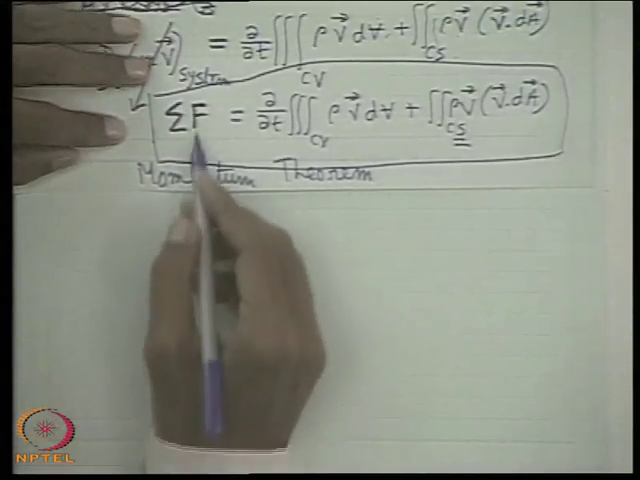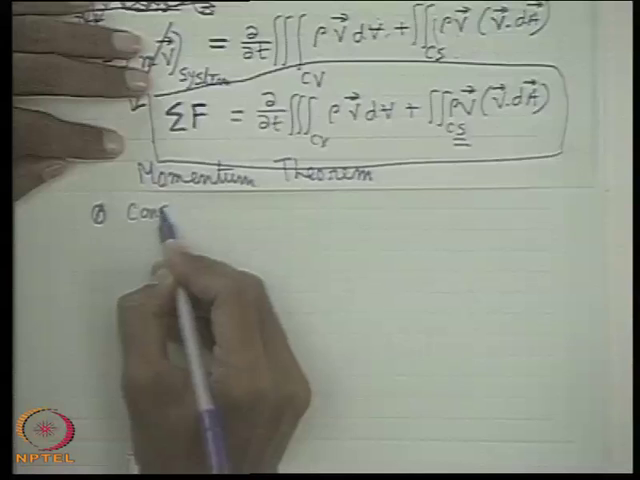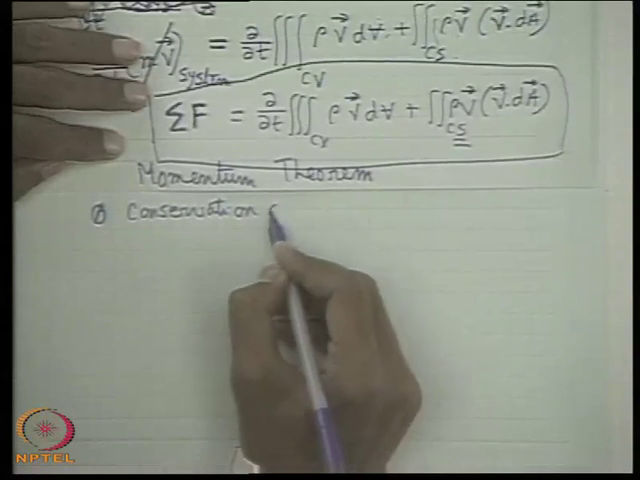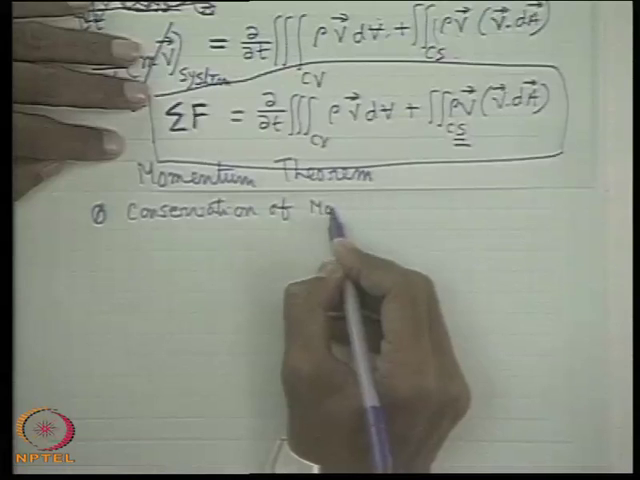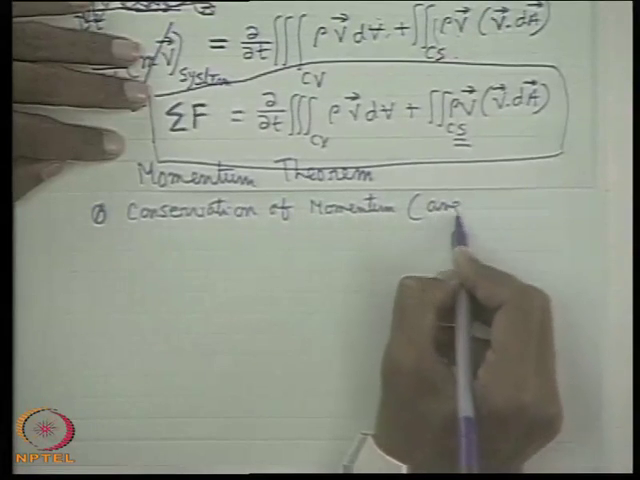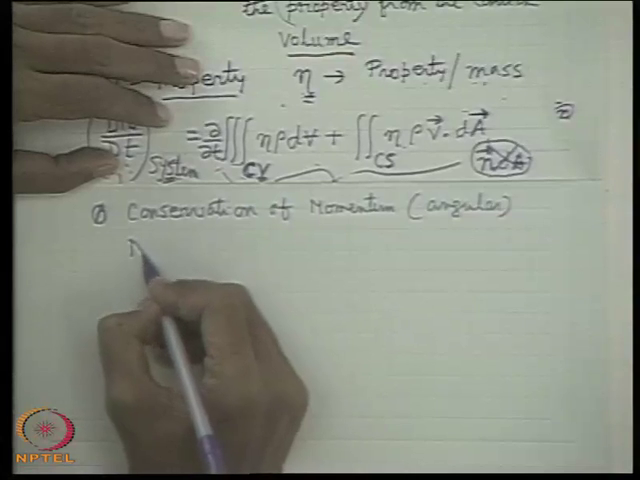Similarly, we can derive this for angular momentum, conservation of angular momentum. Simple. In the case of angular momentum, if we exploit this equation, what is our eta?